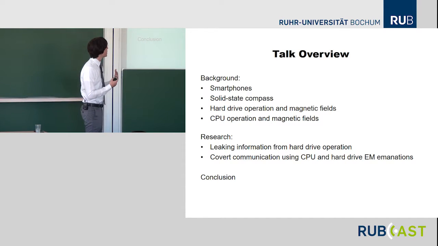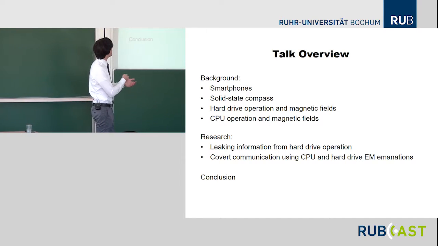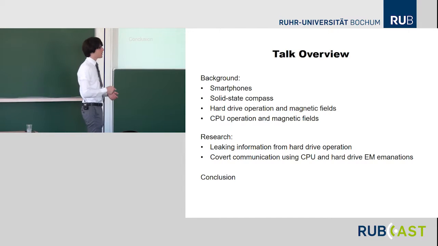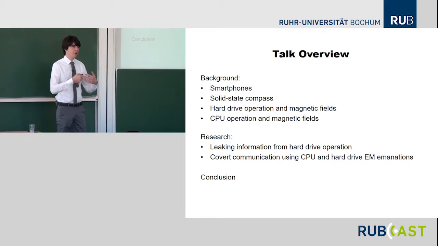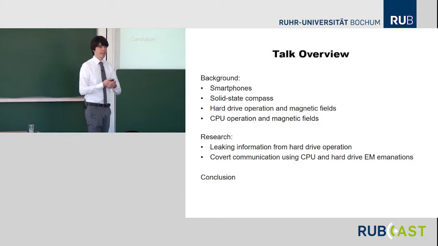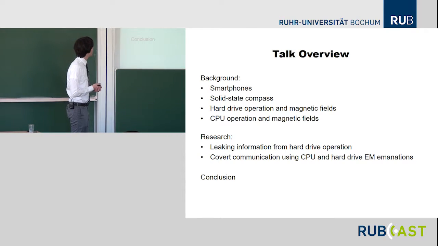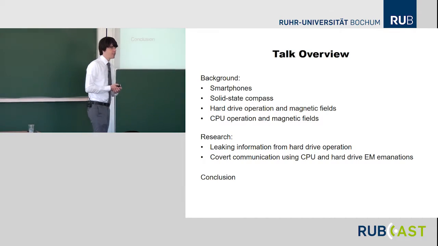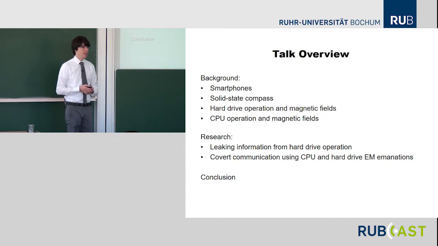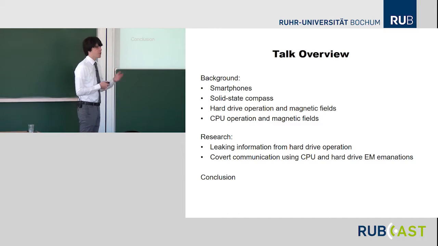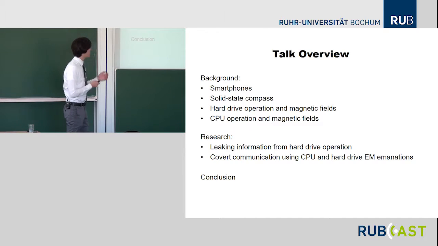And basically we'll use these as the sources of side and covert channels, and then on the other side there's going to be the smartphone that is picking up the information through the magnetic sensor. We have two research topics that I wanted to focus on in the second half of the talk. One is on side channel information using smartphones, and the other one is on covert communication from the CPU and then the hard drive. And I'll give some conclusions and ideas for potential defenses.